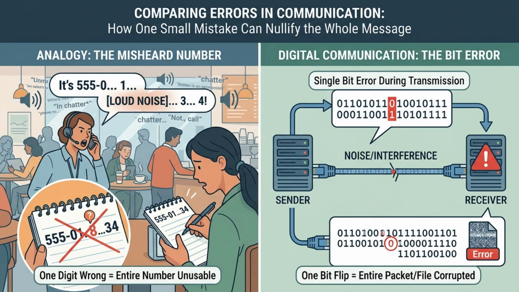Intuitively, imagine copying a phone number while someone is speaking in a noisy room. Most digits are heard correctly, but one digit is misunderstood. Although only one number changes, the entire phone number may become unusable. Digital communication behaves in much the same way.